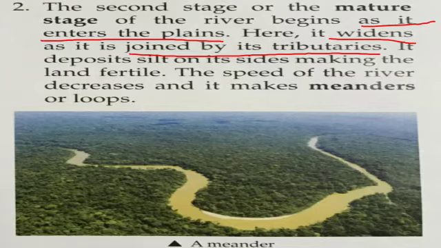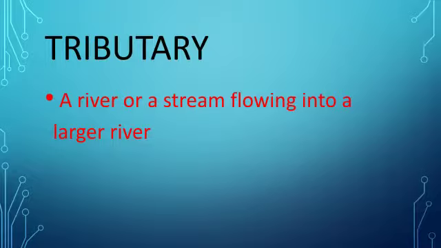Next, the second stage or the mature stage of the river begins as it enters the plains. Here it widens and it is joined by tributaries. Tributary means a river or a stream flowing into a larger river. A small river that flows into a larger river.